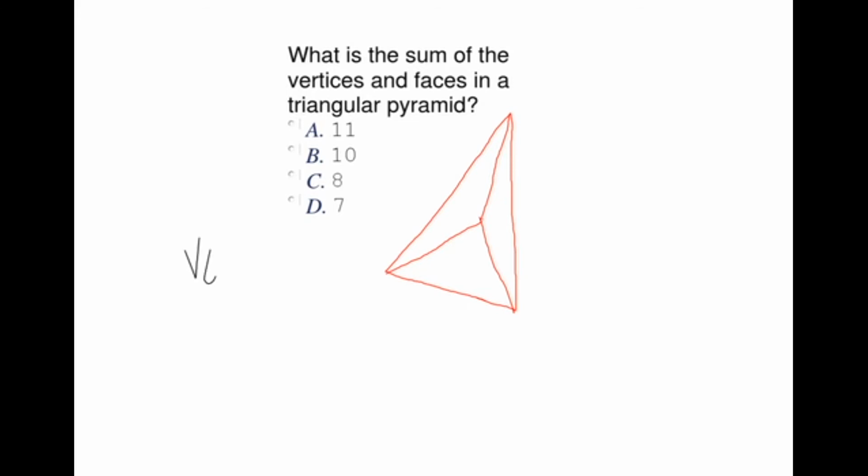So the vertices. For this case we have this is a vertex, this is a vertex, this is a vertex, and this is a vertex. So in a triangular pyramid we have a total of 4 vertices. So the number of vertices is 4.